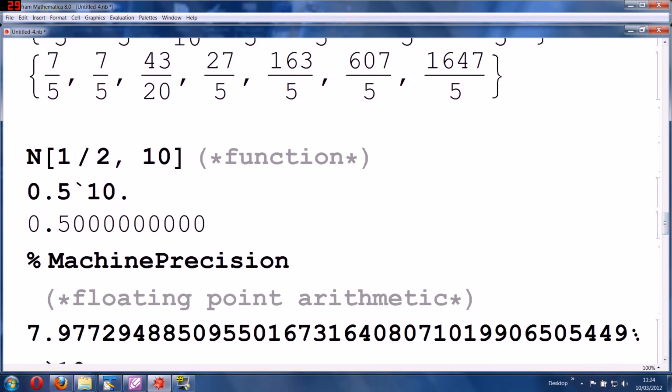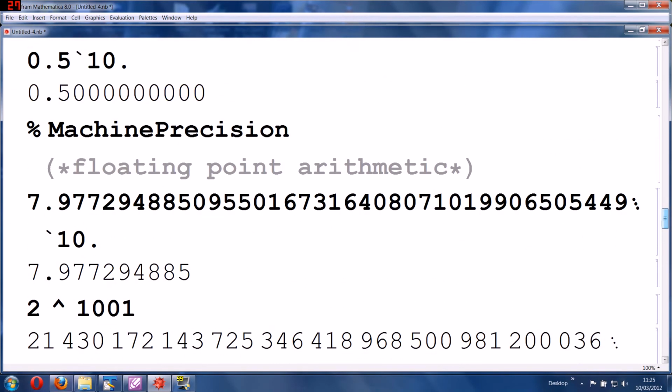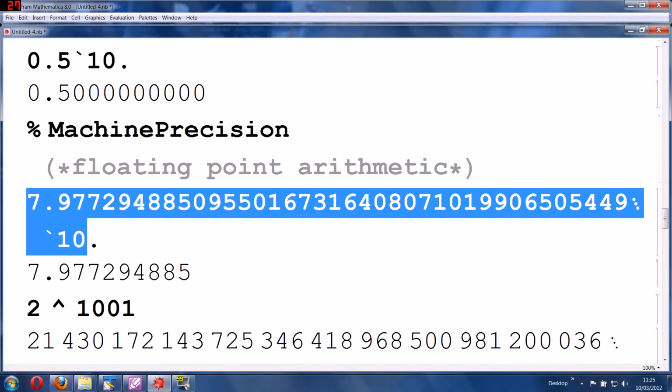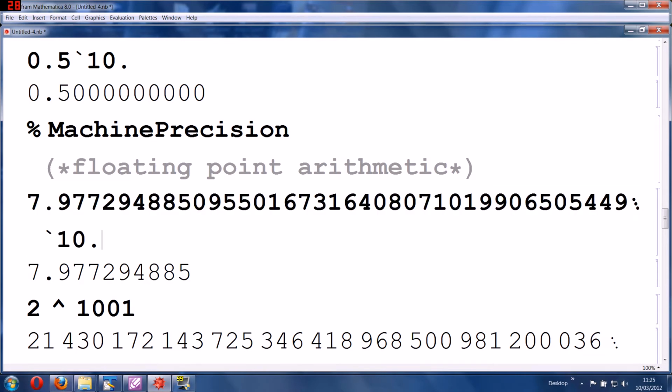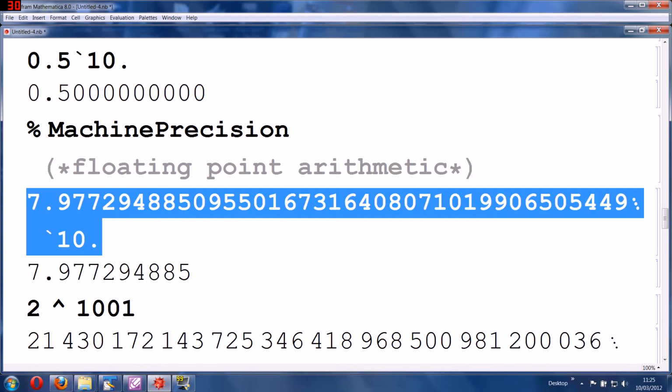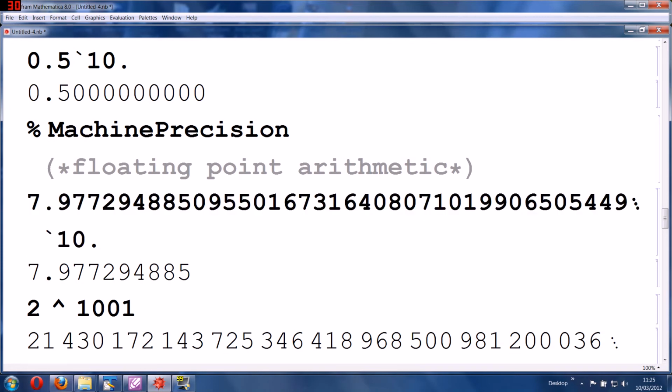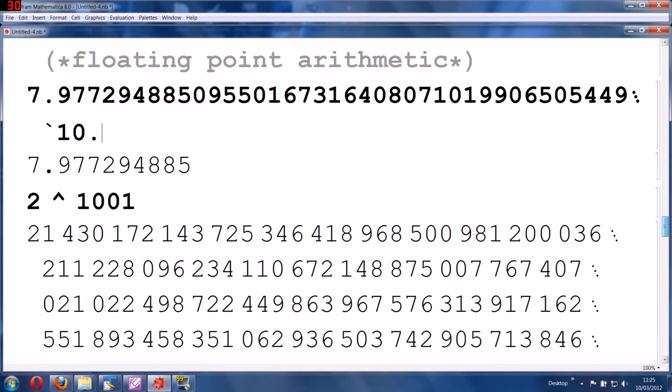And then another function, where we put half to 10 decimal places, to a precision of 10. And then we get onto this mission, and I think this tells you the floating point accuracy of your computer. So is that good? Probably not. 7.97729488509550169. Once you make a mistake, that's when you stop, because now it's not going to work.